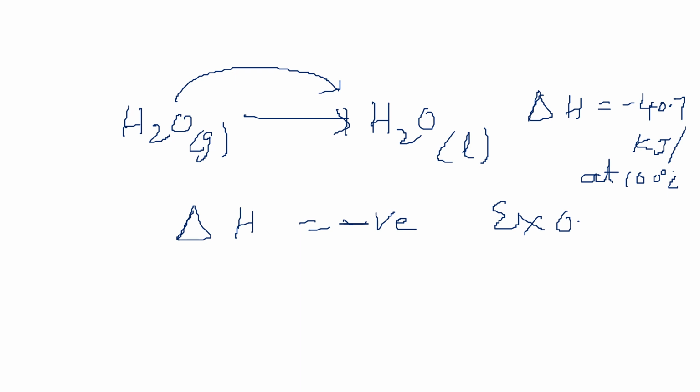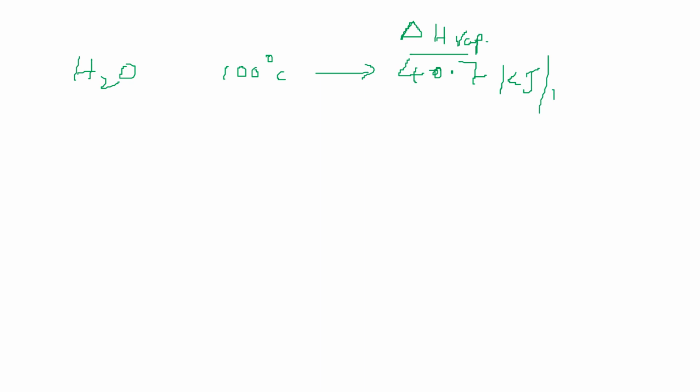So for example, if you take water, the normal boiling point is 100 degrees centigrade. At 100 degrees centigrade, the heat of vaporization, delta H vaporization, is 40.7 kilojoules per mole.